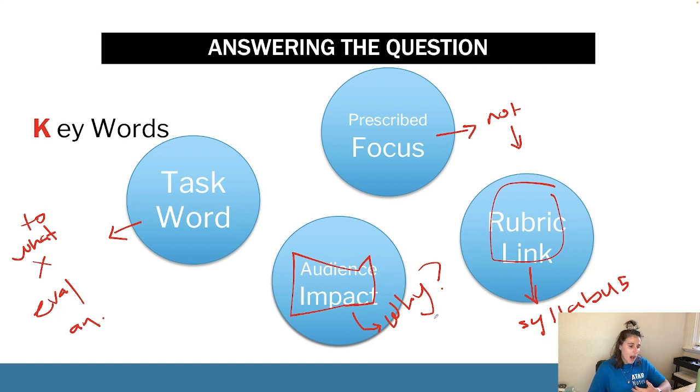For history, it's about better understanding. Again, there's no audience in this case, but it is why do we learn this? For English, it is what the impact on the audience is. For legal studies, it might be what the effect of those laws are. You get the point.